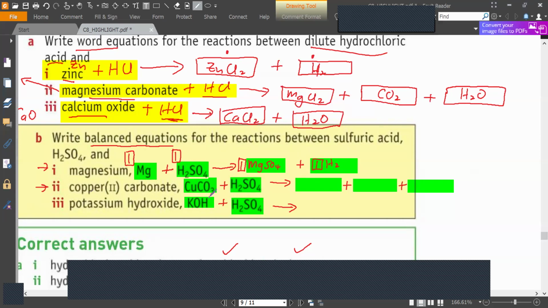Let's try question 2. Copper carbonate plus sulfuric acid. So what kind of products will we get?